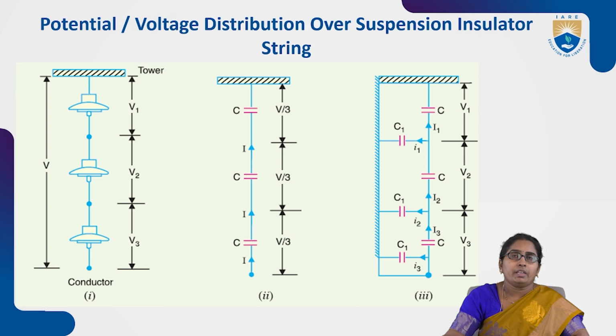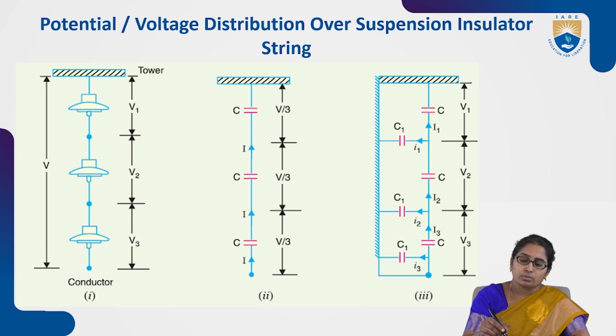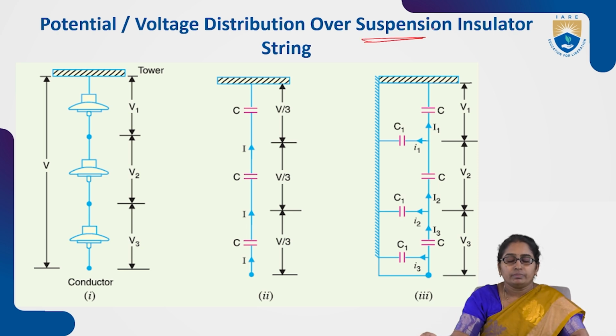So today the topic is voltage or potential distribution over a string, a suspension string of insulators. Here we know what is meant by a suspension insulator. This is a type of insulator where a number of porcelain discs are connected in series by metal links in the form of a string. That is called a suspension insulator.